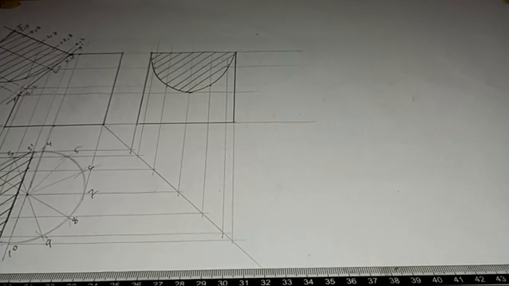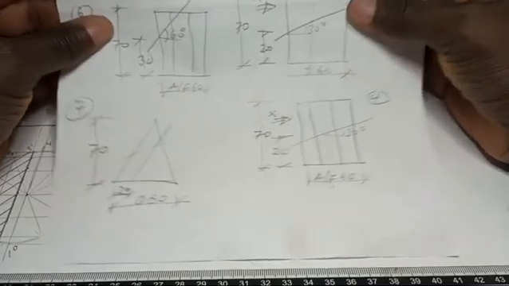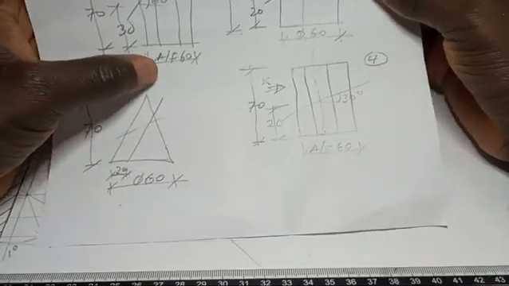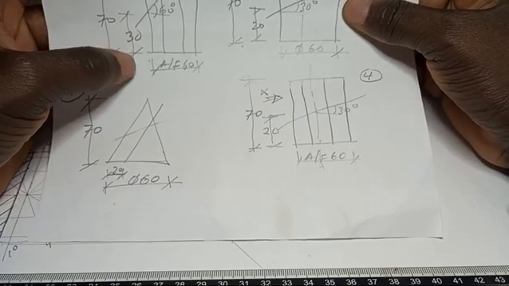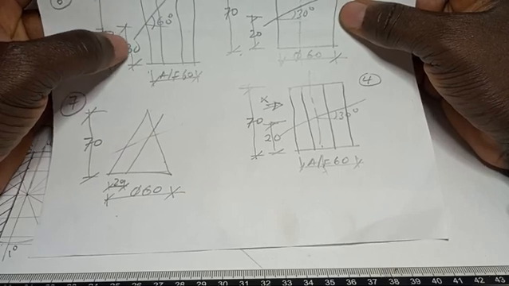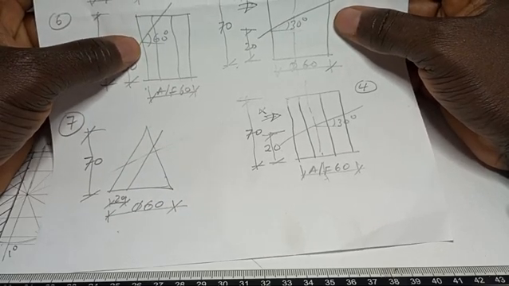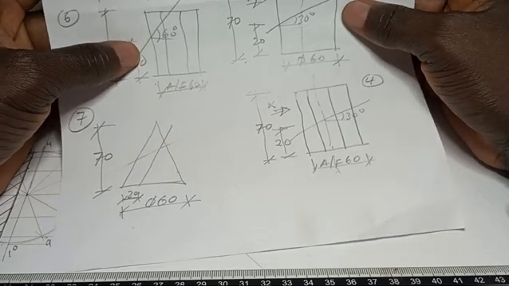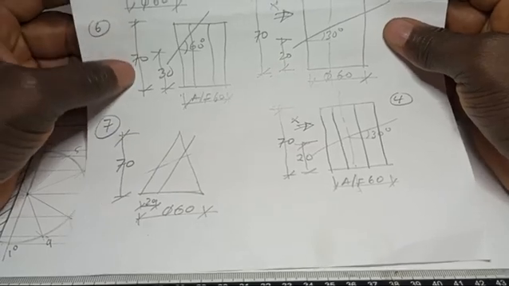In this video, we'll be solving a question on section of a prism. This is the prism. We have been given our distance across flats to be 60, and the height from where the cutting plane is cutting is 30, and at that point it is inclined. The cutting plane is inclined at 60 degrees to the horizontal, and the height is 70.